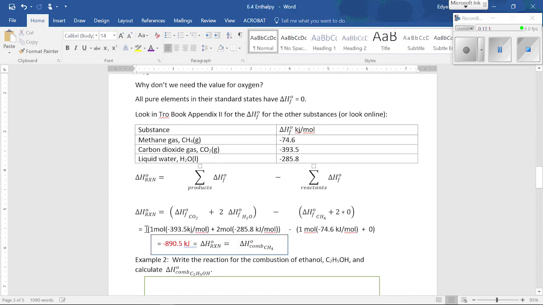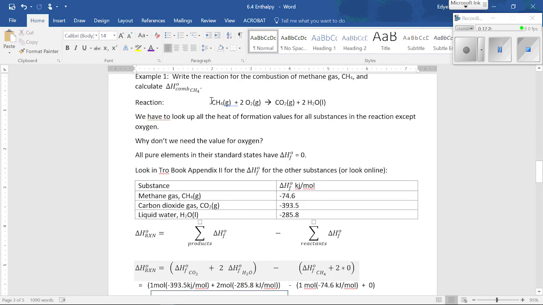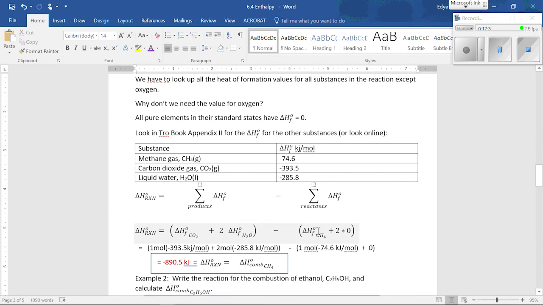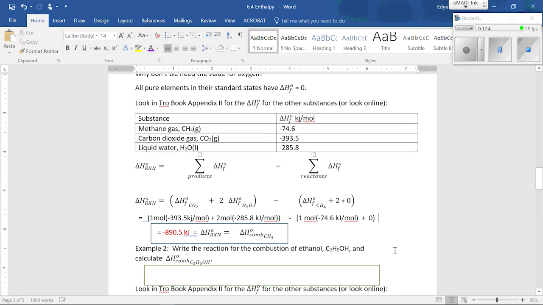This is plugging the numbers in. Now notice I did 1 mole times the heat of formation of CO2 because there's really a 1 in front of here. So it's the 1 mole times the number of kilojoules per mole for the CO2, 2 moles because I had 2 waters, times the heat of formation for water, and then I subtract the heat of formation of the reactants times their coefficients. Biggest mistake students make is to forget to put the parentheses around here, and then they add something and they don't know how to distribute the negative sign through here. So we'll do some practice in class where you get to do that.